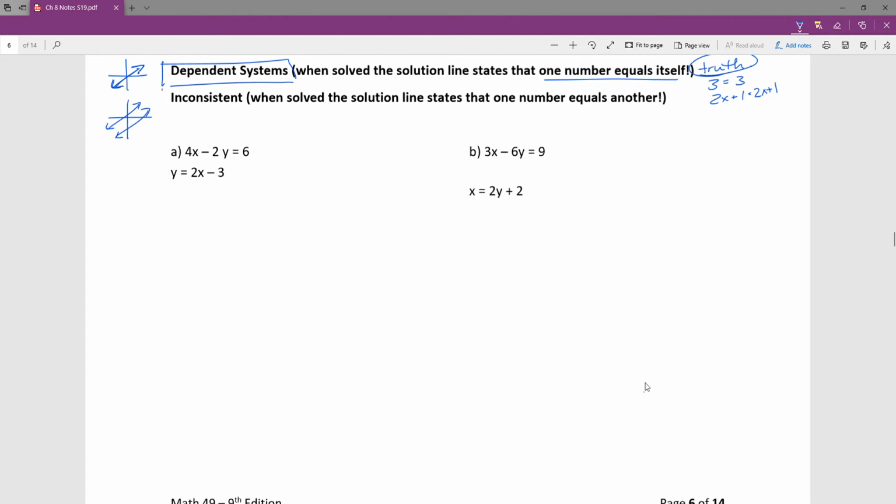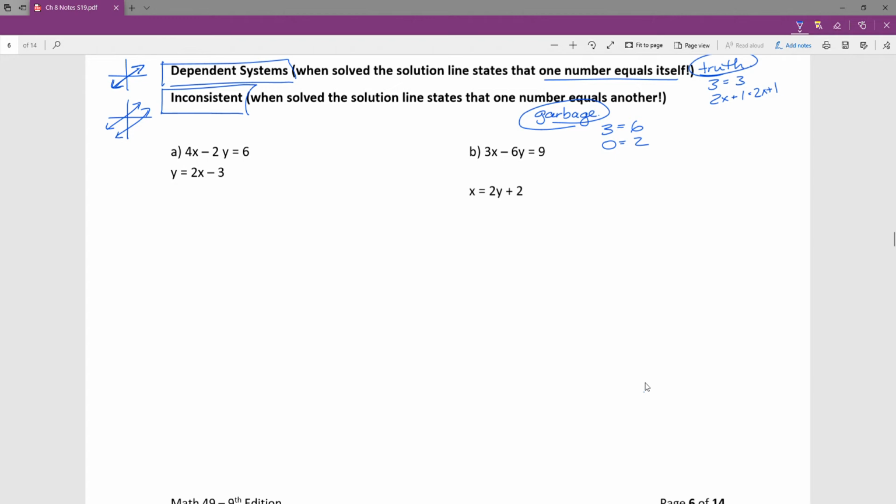The inconsistent system, remembering that was the third option, is when we solve these through our algebraic approach and we get a line of garbage. So we get some nonsense where something equals another number, like 3 equals 6 or 0 equals 2. Those are lines of garbage. It doesn't make any sense. And that is your evidence that your system is an inconsistent system.